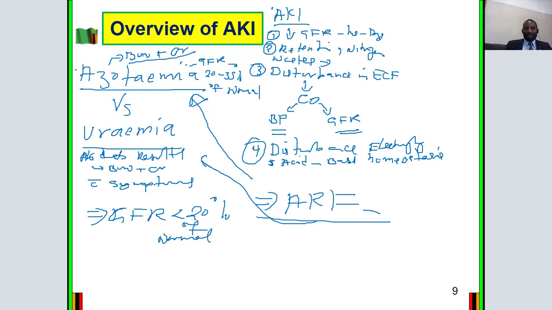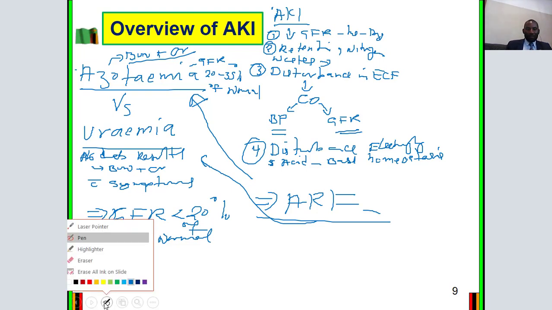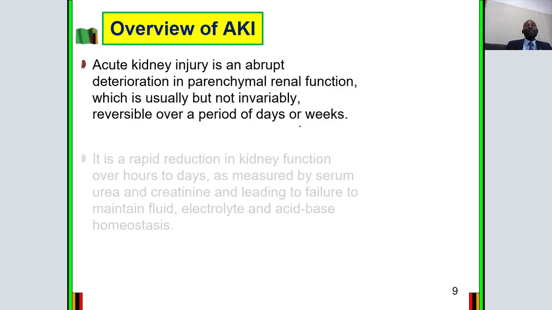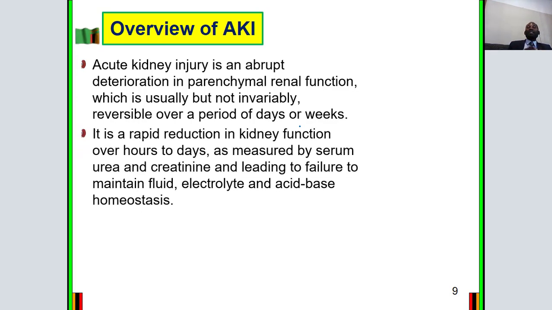All right, let me now try to delete. Hope you have been doing that. So what I was trying to say: you can also say acute kidney injury is an abrupt deterioration in parenchymal renal function, which is usually but not invariably reversible over a period of days or weeks. You may also say it is a rapid reduction in kidney function over hours to days as measured by serum urea and creatinine, leading to failure to maintain fluid, electrolyte and acid-base homeostasis or balance.